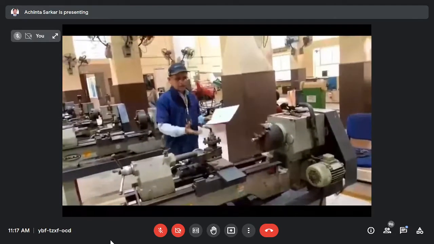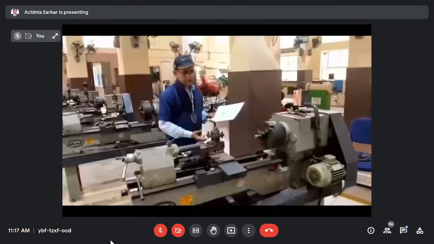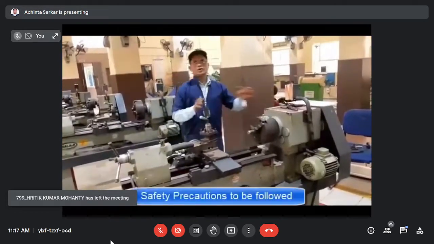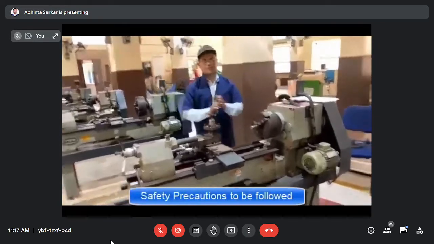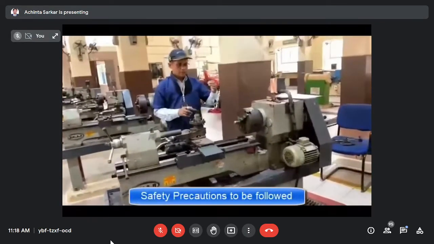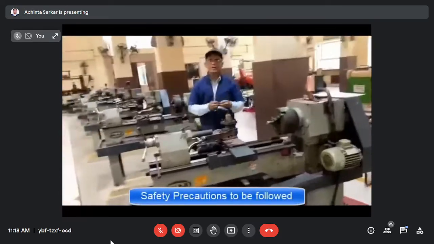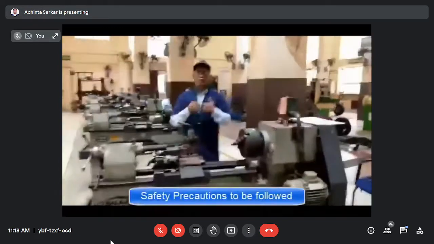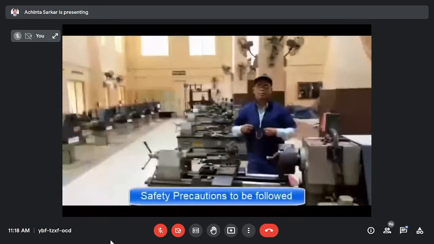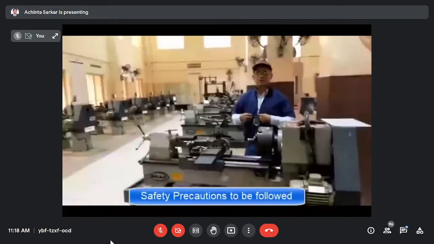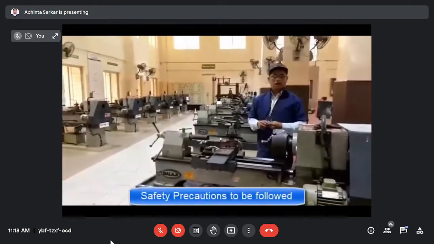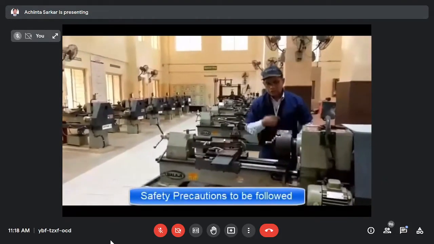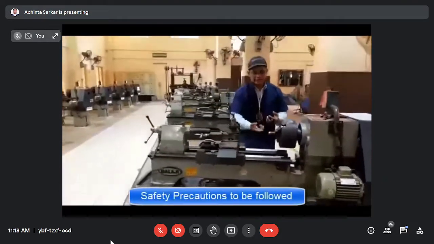Before operating the machines for the experiment, you have to obey the rules before starting. Number one, maintain proper distance from the machines. When you start the machine, you have to wear an apron like this. The apron should be cotton cloth, and do not hang your hands over the machines or workpiece during cutting time.